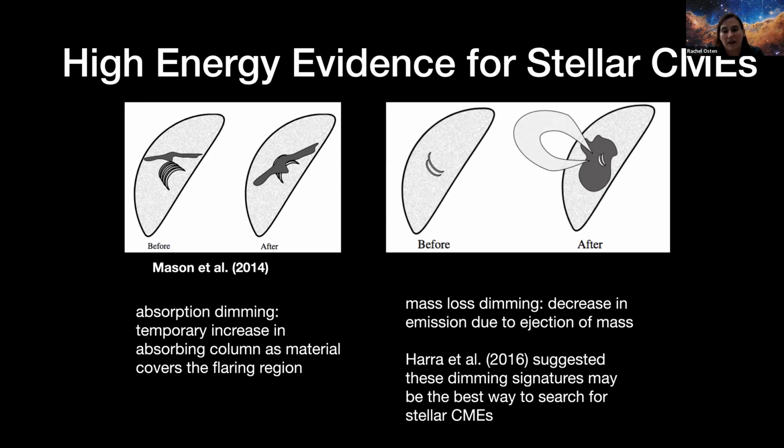The other kind of dimming, called mass loss dimming, is on the right, where you see here you've got your flaring loops, and a coronal mass ejection is an ejection of coronal mass. That mass gets lost. So if you're looking at the right temperatures, you can see a decrease in emission due to the fact that that mass has been lost.